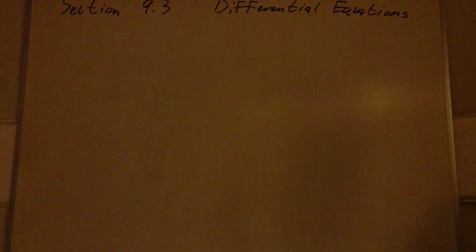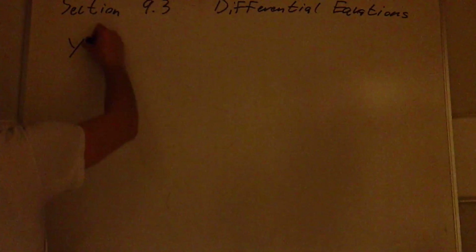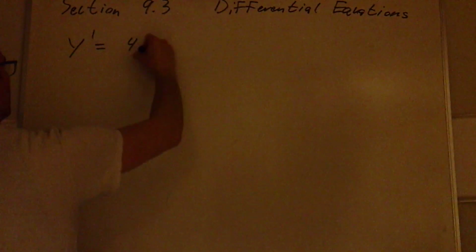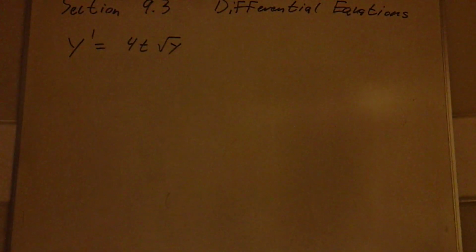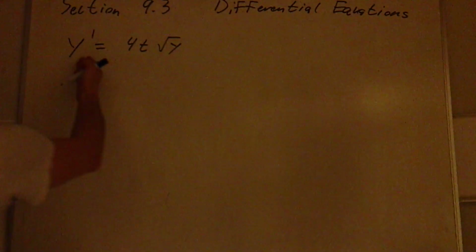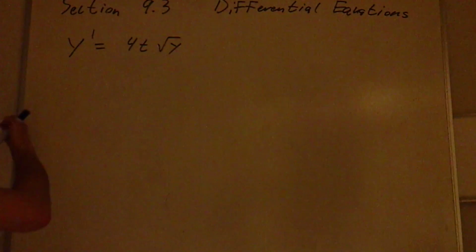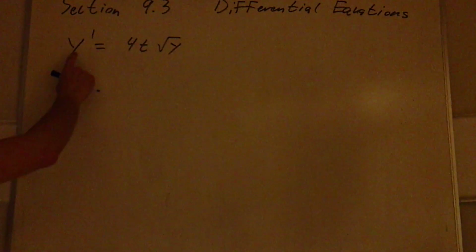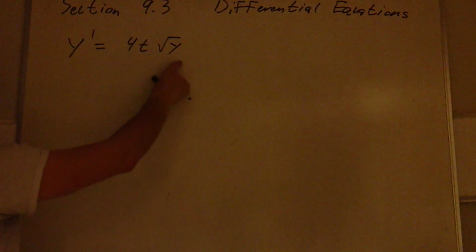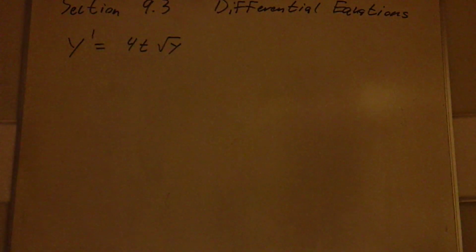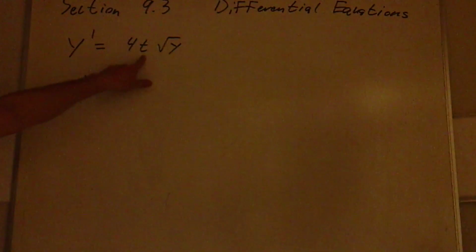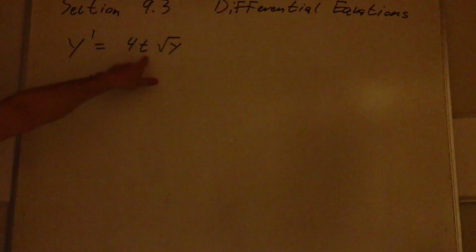The first example I want to do today is going to look like y prime equals 4t square root of y. This is an equation. It's got an equal sign in it. It is a differential equation. It involves an unknown function, y, and derivatives of that function, y prime. Looks like the independent variable here is t.